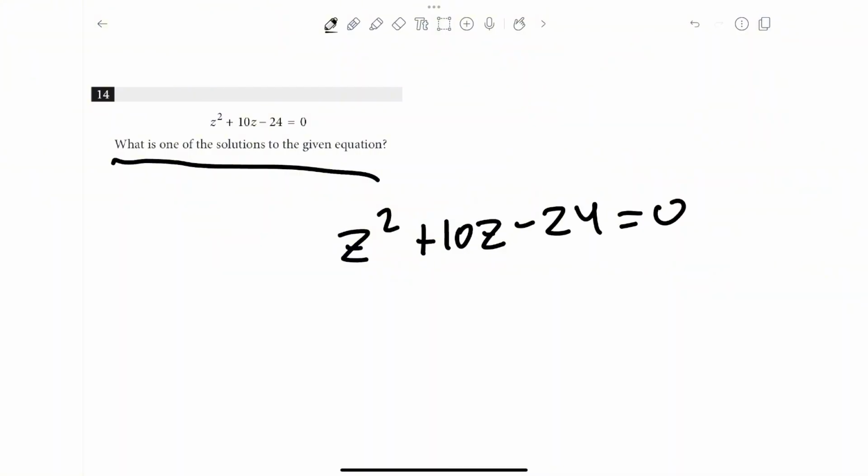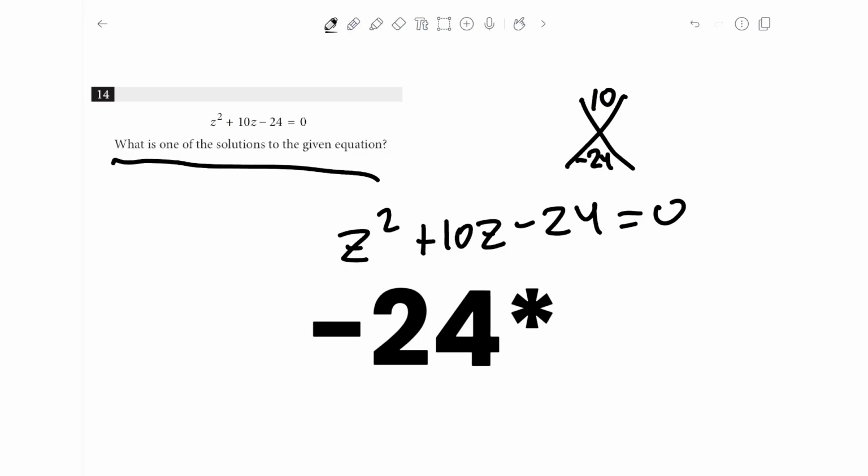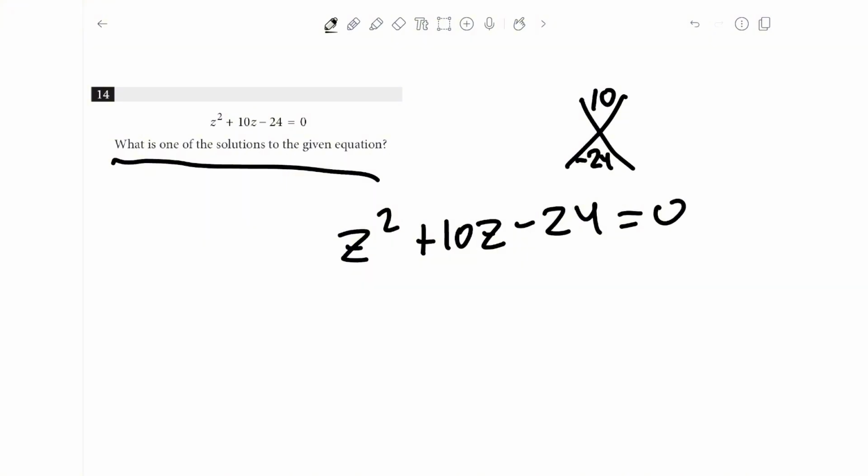So in order to factor these, we're going to use this little cross method here. We need to find two numbers that add up to 10, and when we multiply those same two numbers, we get 24. So one thing we know for sure is that one of our numbers is going to be negative, because when we multiply a negative by a positive, we get a negative. If both of our numbers were positive or both of our numbers were negative, we would have a positive here. So that already helps us out a lot.